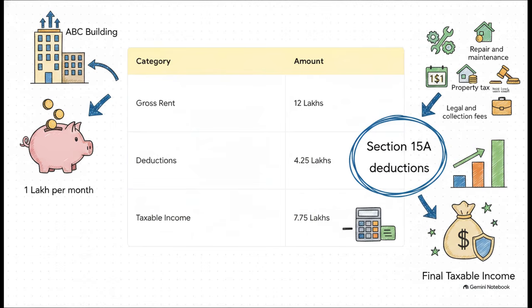Add all of those up, and your allowable deductions total a fantastic 4.25 lakhs. So instead of being taxed on the full 12 lakhs, you subtract that 4.25 lakhs, which brings your final taxable income down to just 7.75 lakhs.